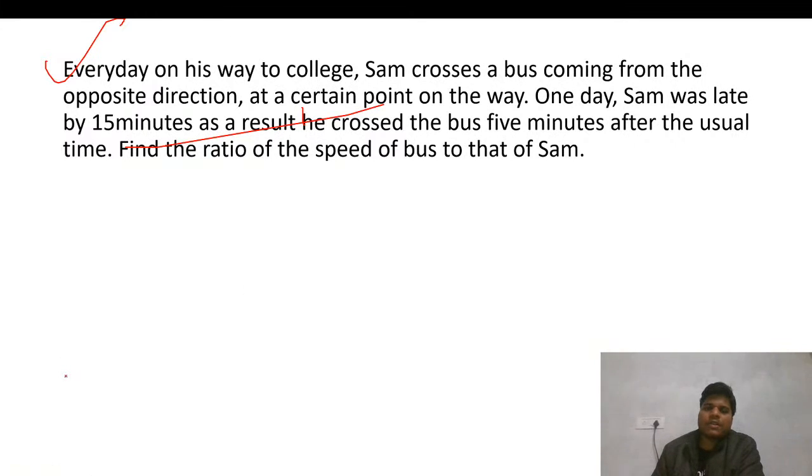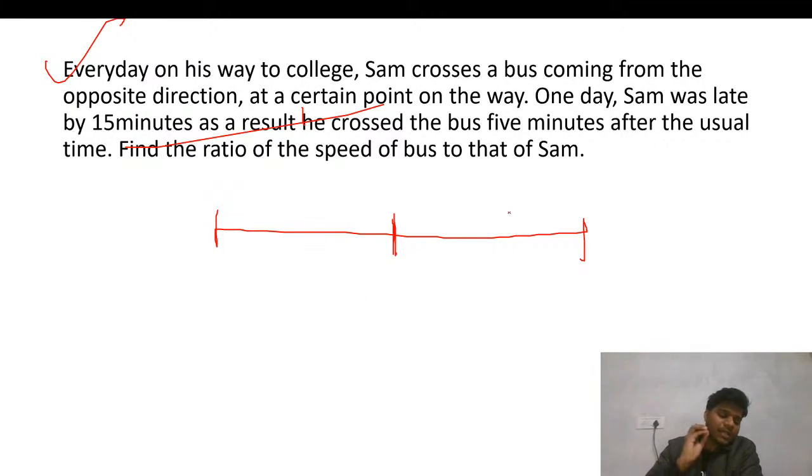Every day on his way to college, Sam crosses a bus from the opposite direction. Whenever you have this type of question, I will take a reference time, and solve it without using any equation or calculation. See how easily I will solve this question. Suppose the bus is coming from this direction and Sam is going in this direction.